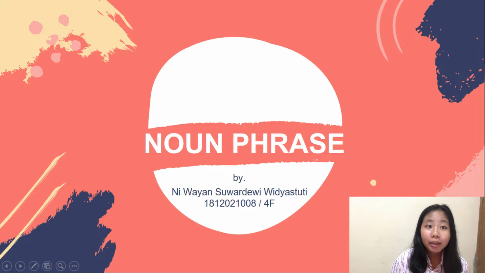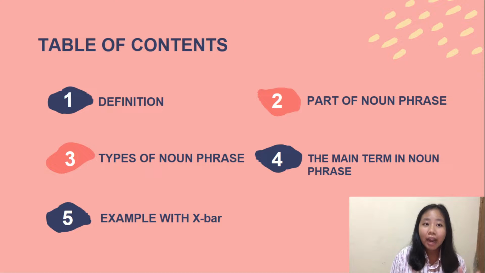So move to the table of contents. There are 5 contents that we will discuss about noun phrase. The first is definition. The second one is the parts or components of noun phrase. The third one is the types of noun phrase. The fourth one is the main terms in creating a noun phrase. And the fifth one, the last one, is the example of noun phrase with X-bar theory.